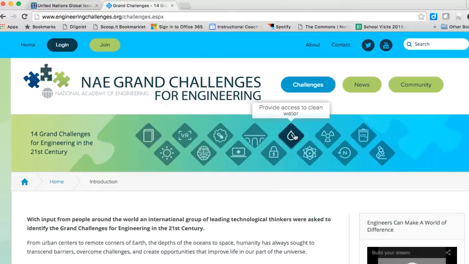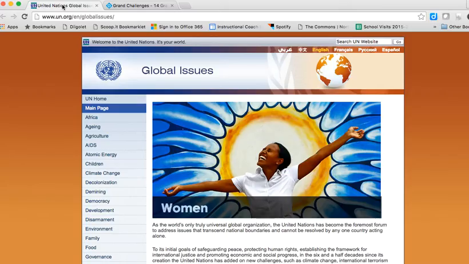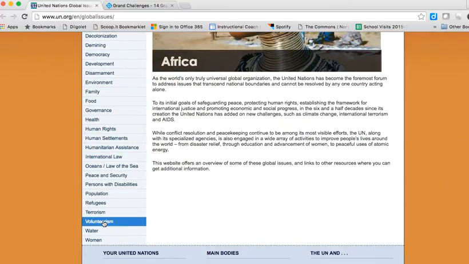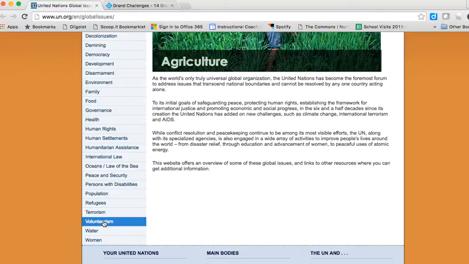Now, some of them obviously overlap, like provide access to clean water. That's on both lists. But some of the others, like reverse engineering the brain, that in and of itself is not a problem, but we need to think about it as an issue. So what is the issue that reverse engineering the brain is trying to address? And that's going to help you think through this. Okay, so for the United Nations, again, if you just went with, I think, volunteerism, right? Volunteering is not an issue. The issue associated with volunteerism is a lack thereof in certain places.